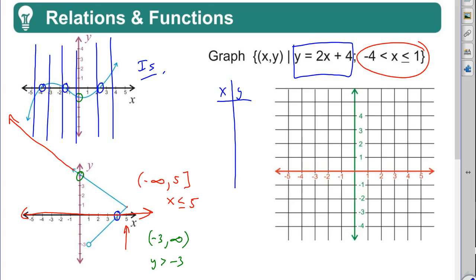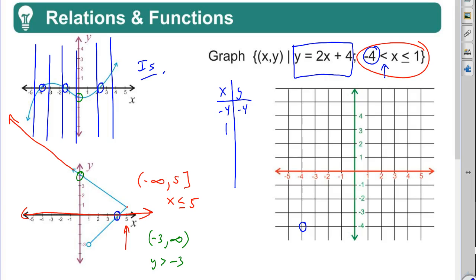I'm going to do an XY chart, and I'm going to use this value, negative 4, for my x. So I'm putting that in right here. 2 times negative 4 is negative 8. Negative 8 plus 4 is negative 4. So when the x is negative 4, the y is negative 4. Now I know that my function can't include this value, so I'm going to put a circle around it: negative 4, negative 4. I know that because of the less than symbol. But it's every point just after that. And then I'm just going to do the last point.